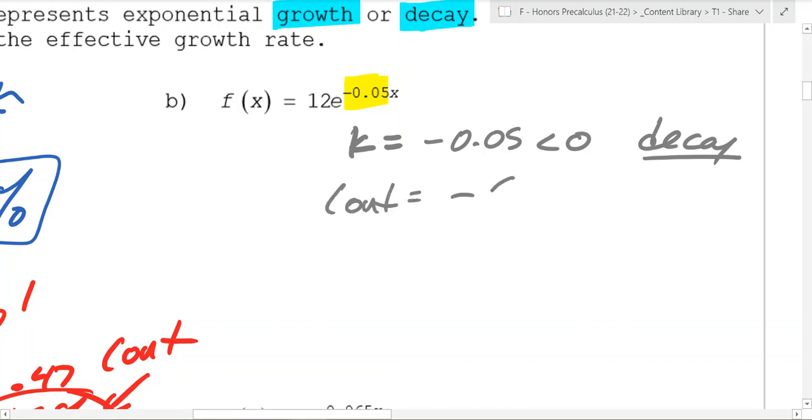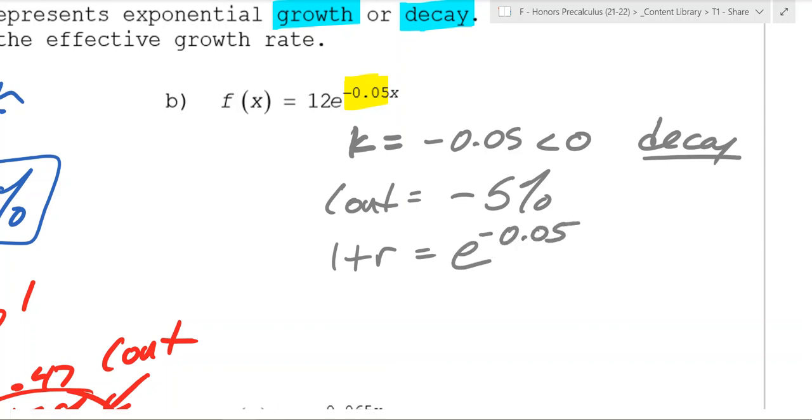It's going to be negative 5%, because negative 0.05 is equal to negative 5%. It's decaying. But then you have to figure out 1 plus r, that would be the b value, is equal to e to the negative 0.05. This is where you definitely get to use a calculator. If you plug that into your calculator and subtract 1, you end up with r equal to negative 4.877.